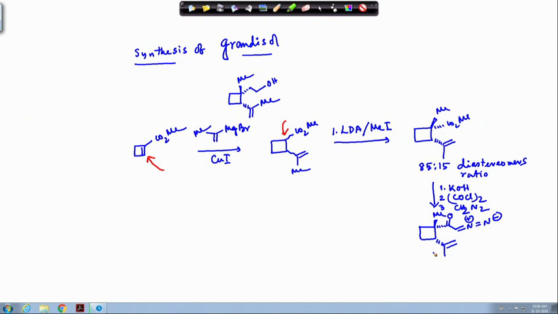So, now we have this alpha diazoketone. In the presence of a silver salt, and methanol as a nucleophile, that can give the 1 carbon homologation, because here you see this will generate. Once this generates, some kind of Wolff rearrangement will happen.